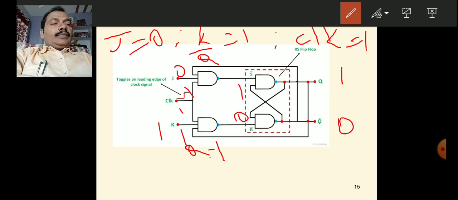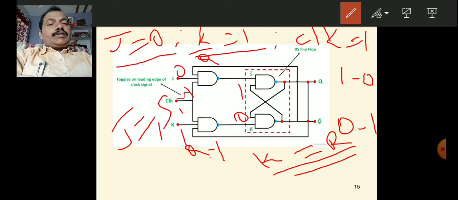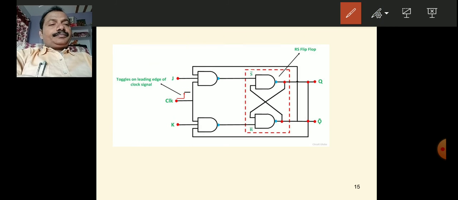Now because it is 0, the output changed to 1. Because it is 1 and feedback is 1, its output also changed to 0. That means it is changing. So that means whenever J is 0, K is 1, the flip-flop is reset to 0. Hence, the K input is called reset input. K equals R, reset input. J input is called set input. That you have to remember.